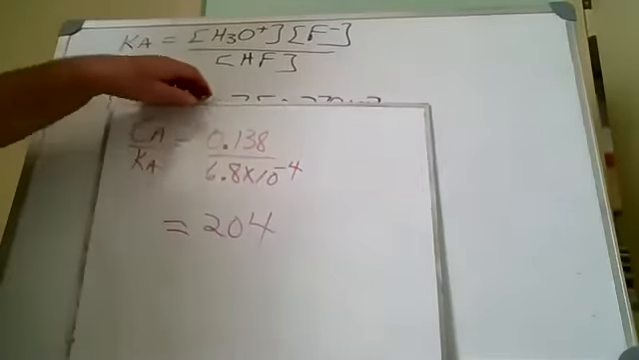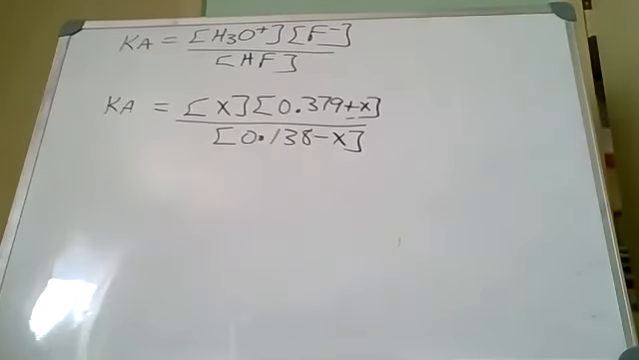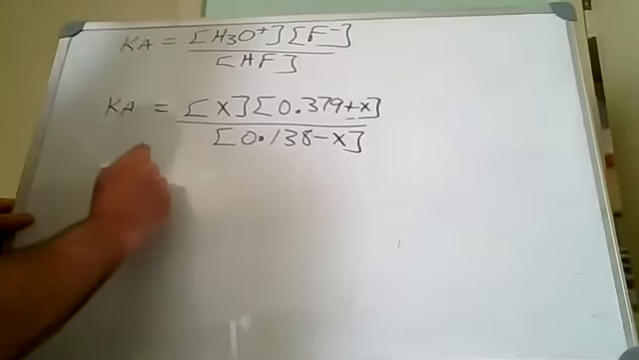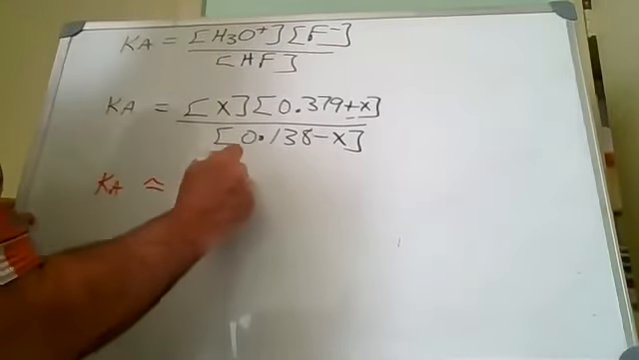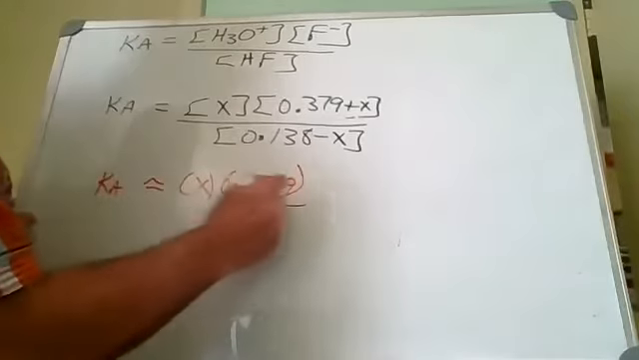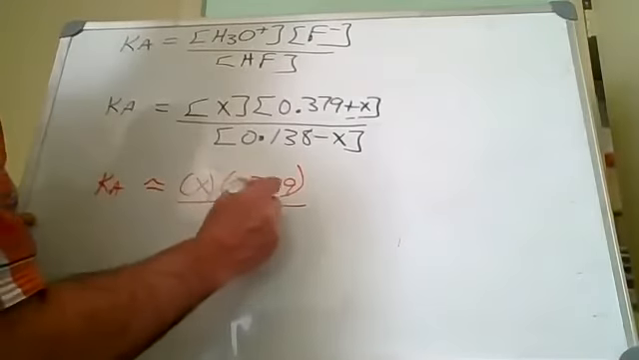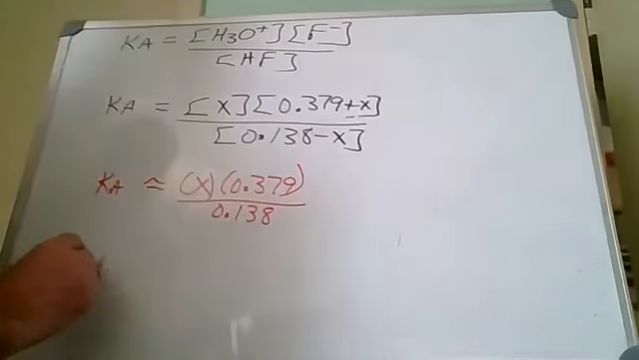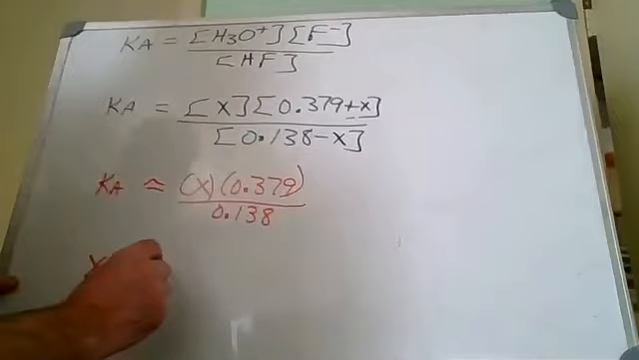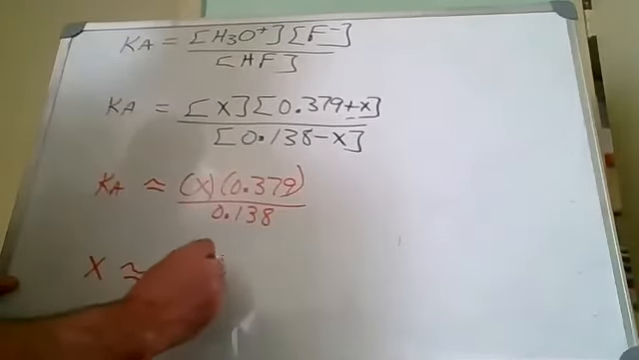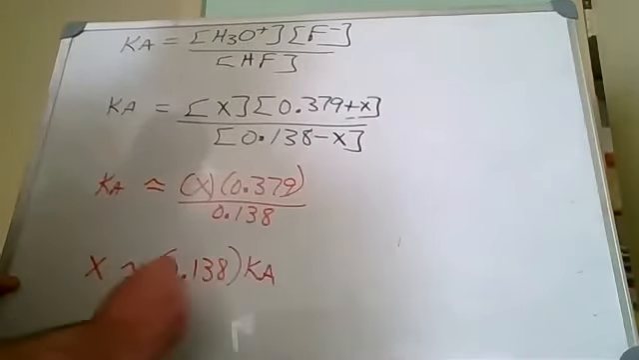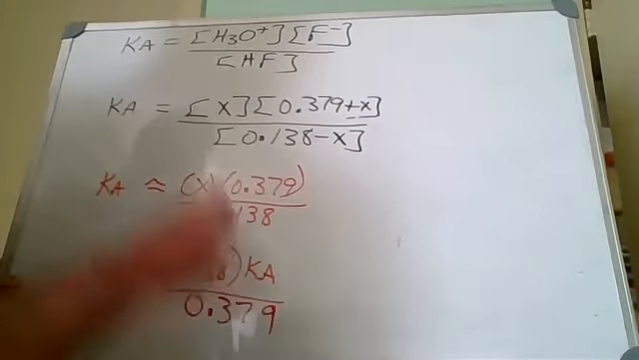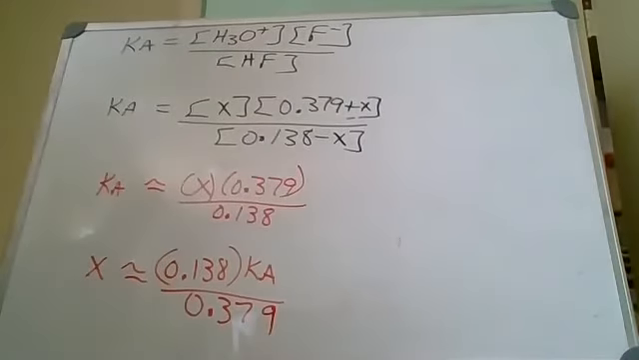Yes. All right, so I'm going to take this down. And we can write Ka is approximately x times 0.379 divided by 0.138. So we're going to solve this for x. x is approximately 0.138 times Ka divided by 0.379.